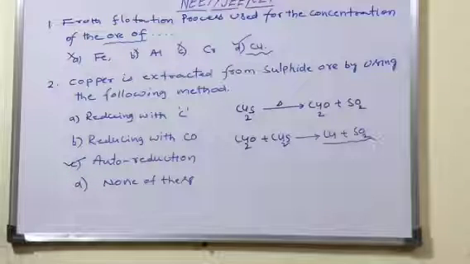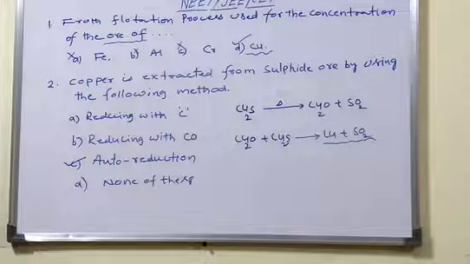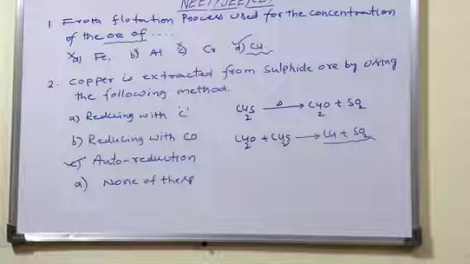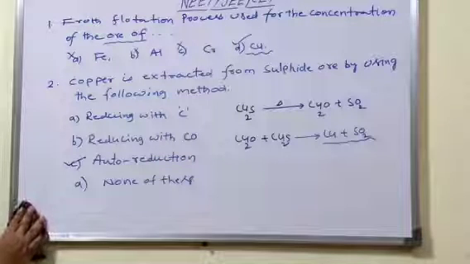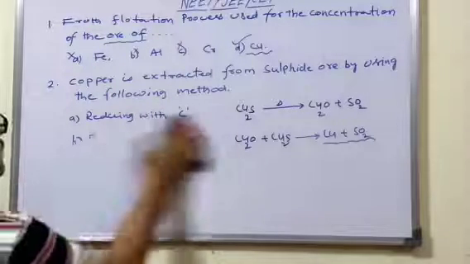That's why copper extracted from sulfide ore by the following method means auto reduction. Remember, crude copper metal we are getting by the auto reduction method. Auto reduction means no external reducing agent is going to be used. So this is another important question for competitive purposes.